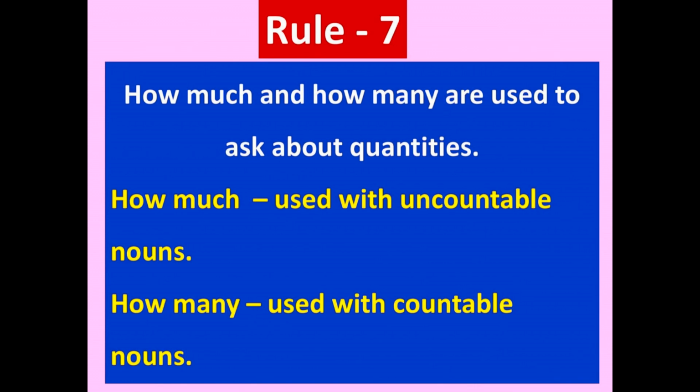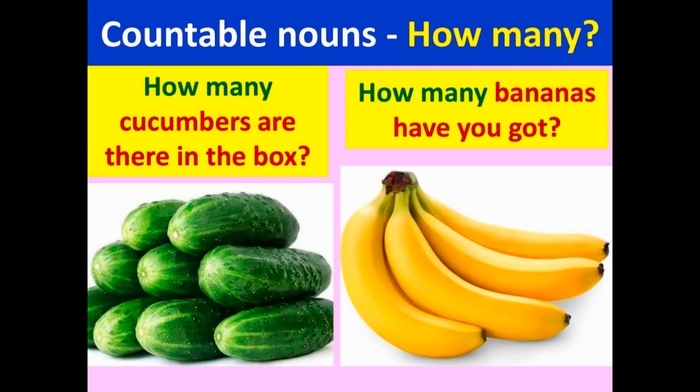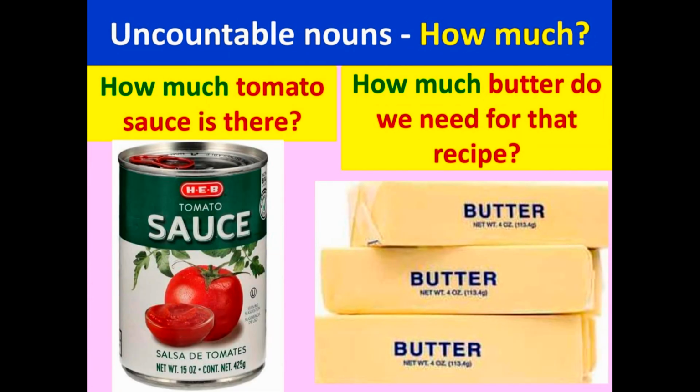Rule number 7. How much and how many are used to ask about quantities. How much is used with uncountable nouns. How many is used with countable nouns. Examples for countable nouns. How many cucumbers are there in the box? How many bananas have you got? Examples for uncountable nouns. How much tomato sauce is there? How much butter do we need for that recipe?